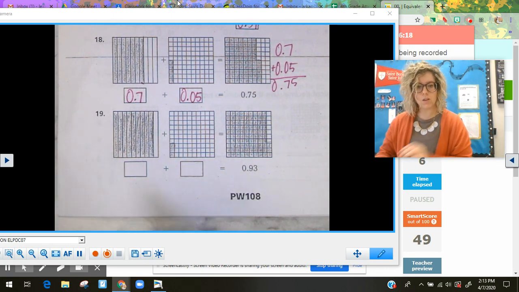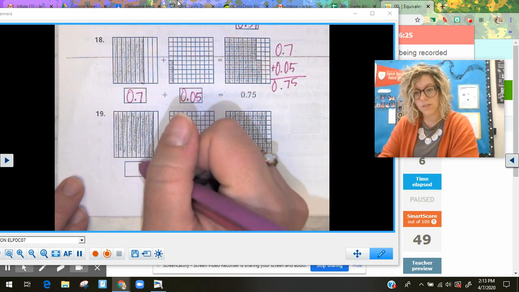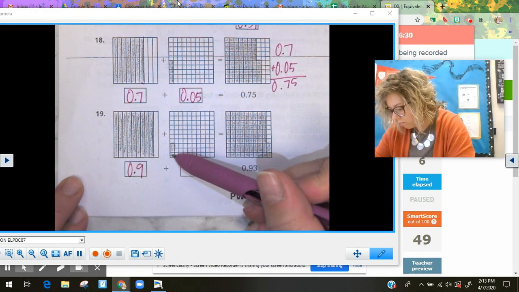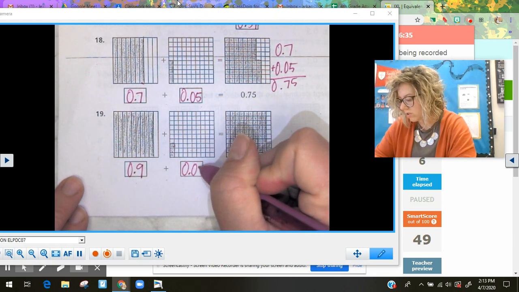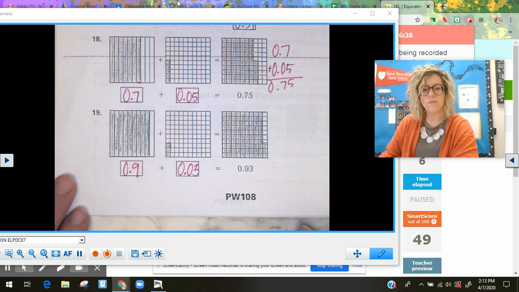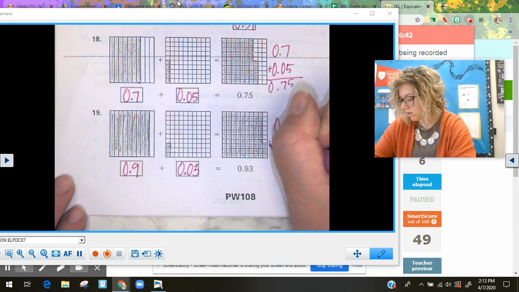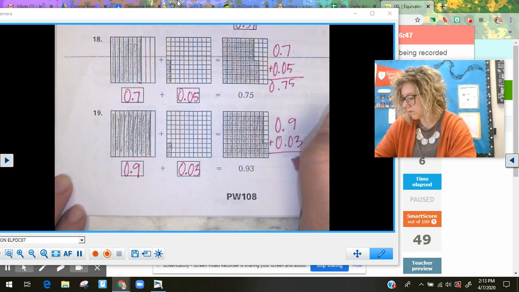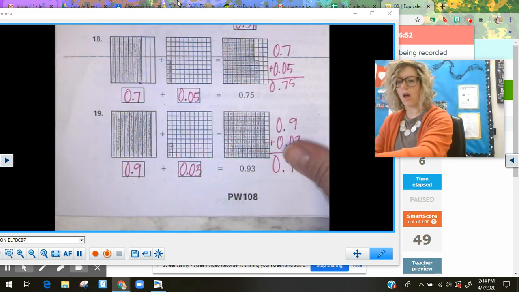I'm sorry. All right, how many of these are shaded? 1, 2, 3, 4, 5, 6, 7, 8, 9. This is a tenth, so I need 0.9, 9 tenths. How many of these are shaded? 1, 2, 3, but this is a hundredth. So I have to make this 0.03, 3 hundredths. And if I were to add these up, I would get 93 hundredths. 0.9 plus 0.03. 3 plus nothing is 3. 9 plus 0 is 9. Boom, shakalaka. Okay? All right.